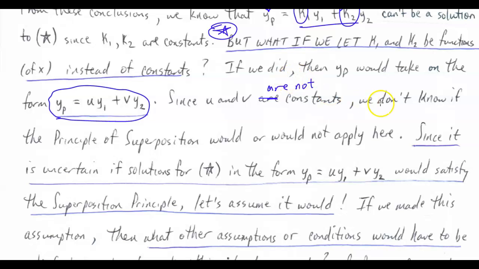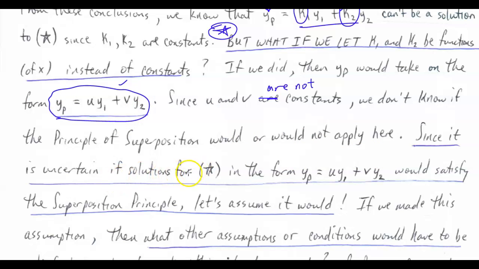So as U and V are not constants, we don't know if the principle of superposition would or would not apply here. In other words, if we force these conditions on this, we don't know if any linear combination of results of U and V based upon what Y1 and Y2 are would actually work. We don't know that.